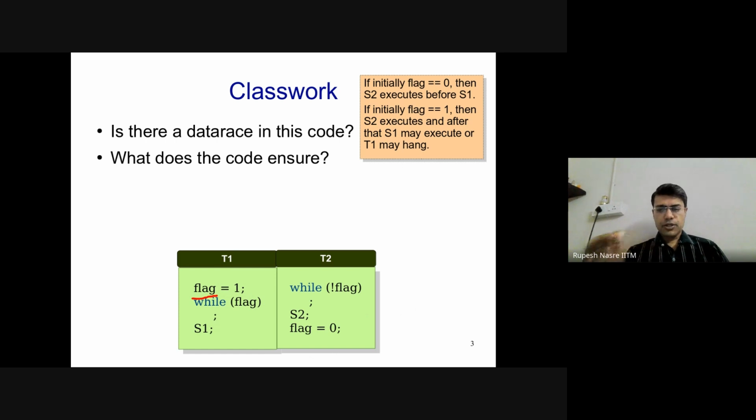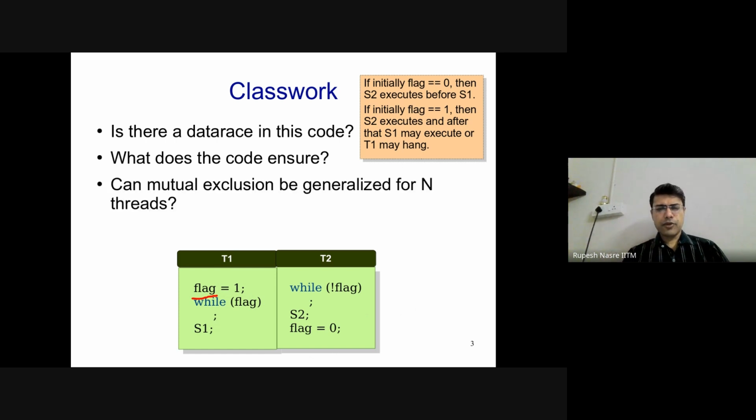So we'll slowly get into that, but for that we have to understand a little bit of mutual exclusion protocol. So we did it for 2 threads. Can mutual exclusion be generalized for n threads? Yes, it is possible. Just that instead of 1 flag, you might have to use maybe multiple flags. Sandeep says T1 may hang irrespective of initial flag value.